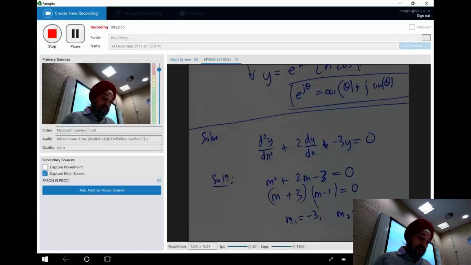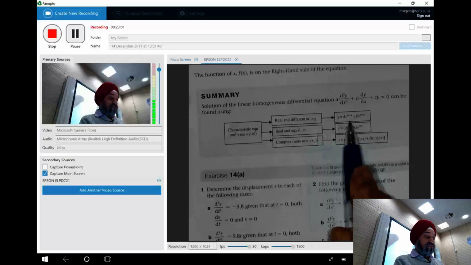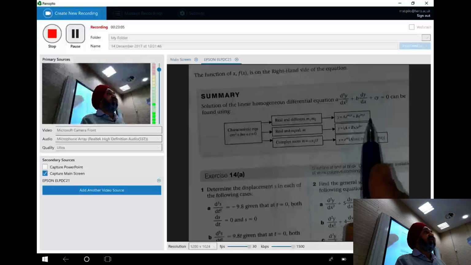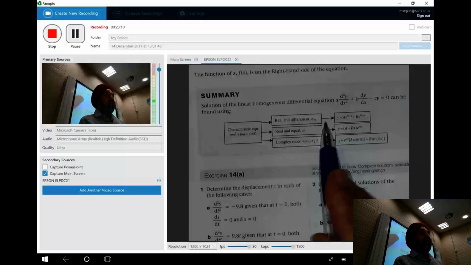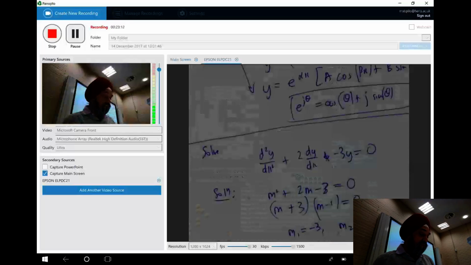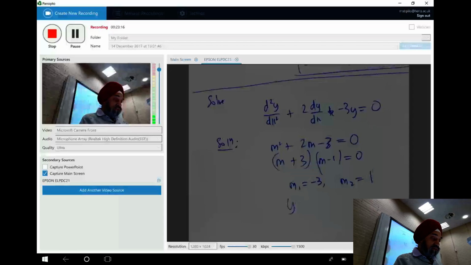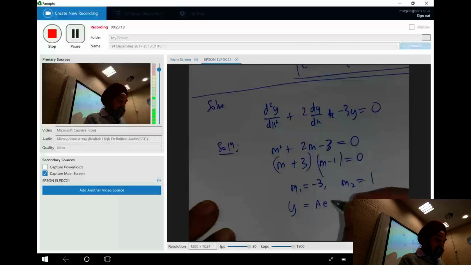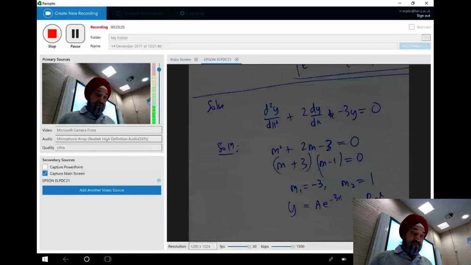So you go to your summary chart, and you say, okay, I've got real and different, so my solution is going to be y is equal to a e to the m1 x plus b e to the m2 x, yeah? So we get y is equal to a e to the minus 3x plus b e to the x. Okay, that's your solution for that differential equation.